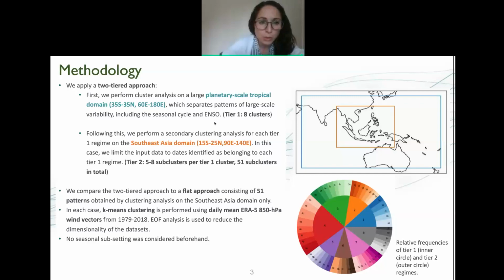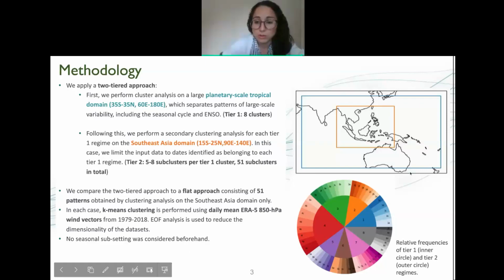So through the two-tier approach, we end up with 51 patterns, and those 51 patterns were compared with a flat set in which all days were clustered over the small domain without distinction for 51 patterns so that they are comparable. This was done using ERA5 850 wind vectors, and no kind of seasonal subsetting was considered beforehand.